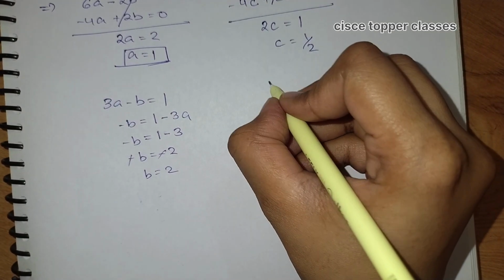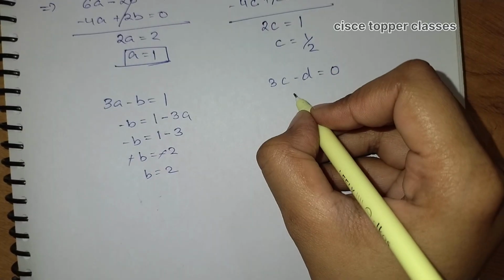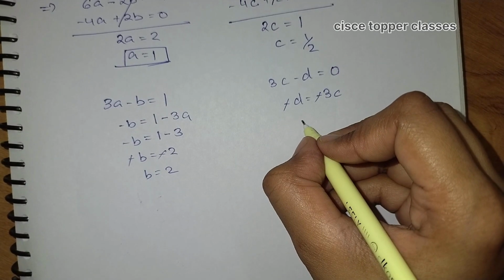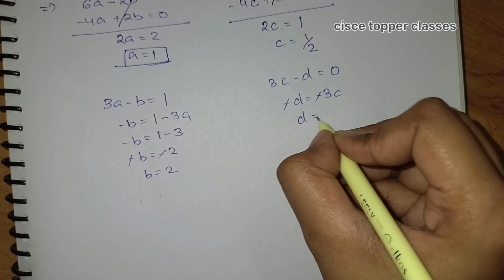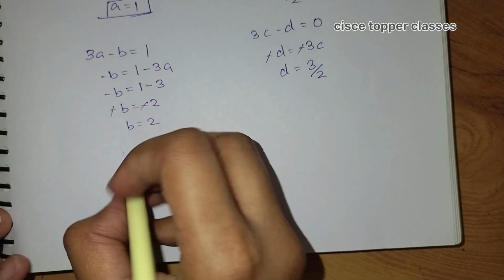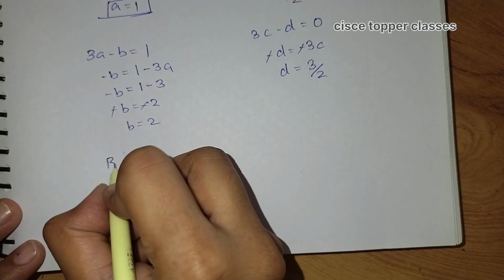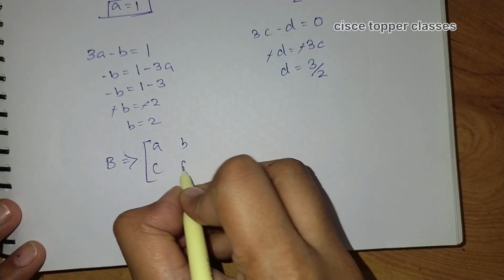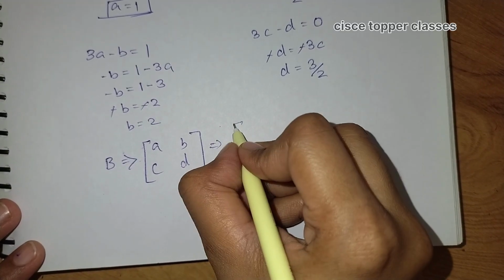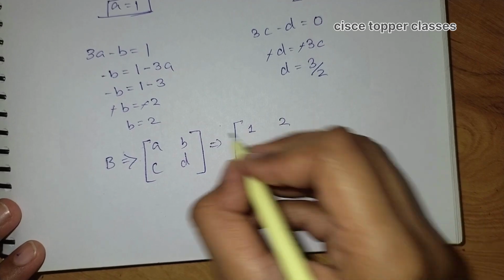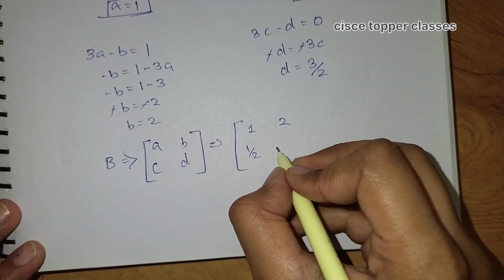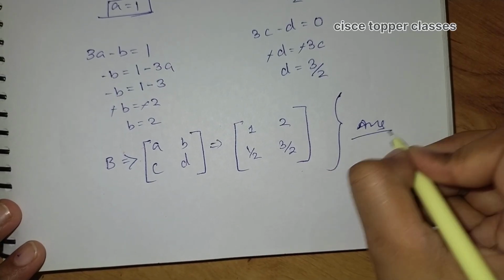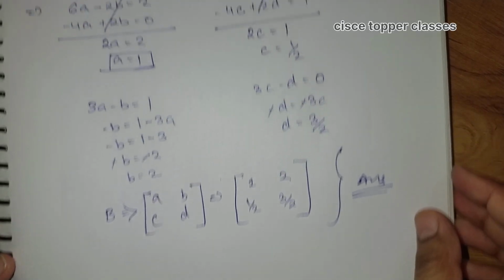If we find the value of d, 3c minus d is equal to 0. Hence minus d is equal to minus 3c, putting the value of c here, that is d is equal to 3 by 2. Hence, the matrix B, which is of order 2 cross 2, that is A, B, C, D, we can write it as A is 1, B is 2, by calculating C is 1 by 2 and D is 3 by 2 in this question. Hence, this is the final solution of question number 34. The matrix B only we have to find in this question.